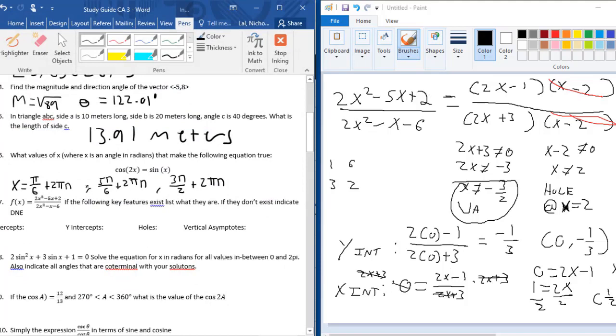So as far as my intercepts are, my x-intercept is (1/2, 0). My y-intercept is (0, negative 1/3). I have a hole at x equals 2, and the vertical asymptote at x equals negative 3 halves. So those are just me writing down my solutions.